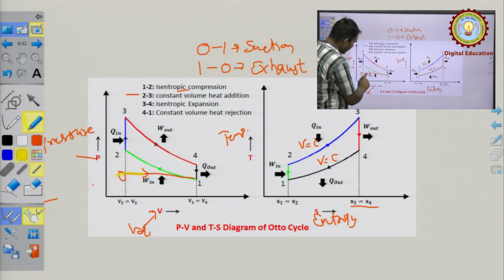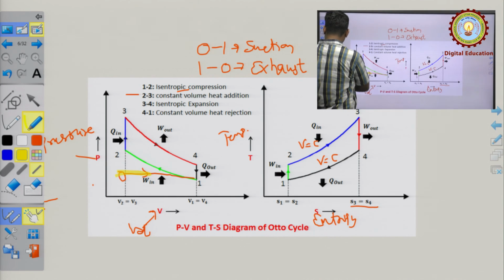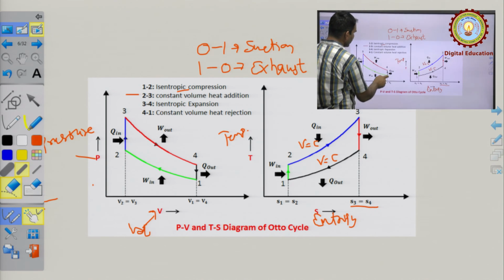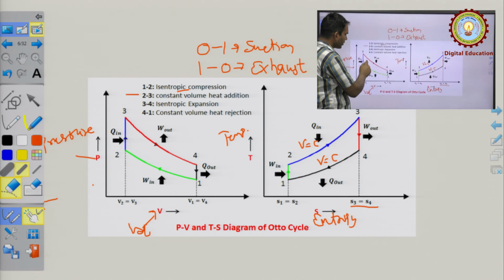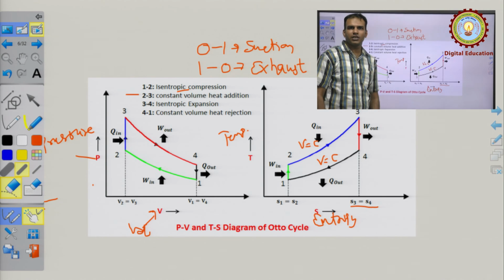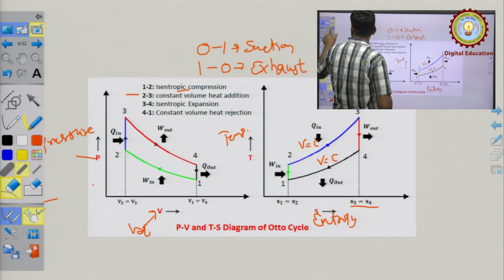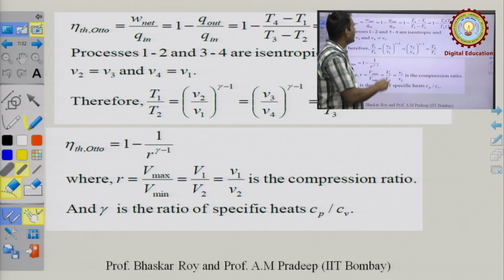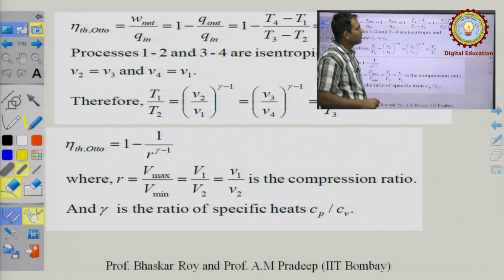We consider only 1, 2, 3, 4. So, this is the closed cycle. So, area under the PV diagram gives us work done. So, efficiency of the Otto cycle is work done upon heat supplied, W net upon Q in.